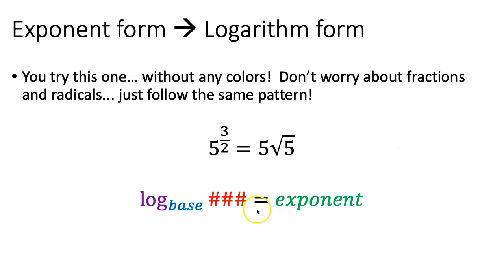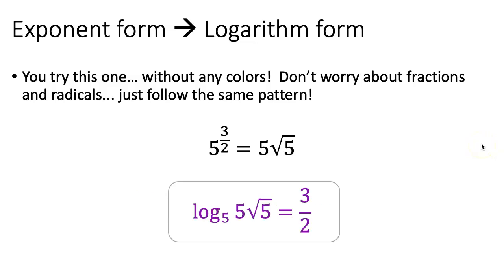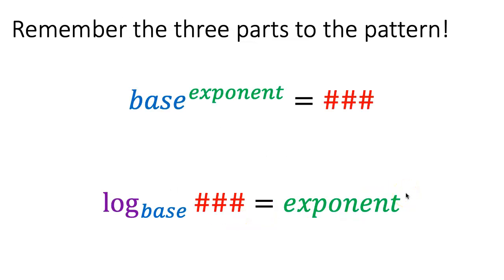There's our pattern. The base is 5, the exponent is 3 halves, and it comes together to equal 5 square root of 5. So we just fill in those spots. 5 to the 3 halves power is 5 square root of 5. So log base 5 of 5 square root of 5 is 3 halves.